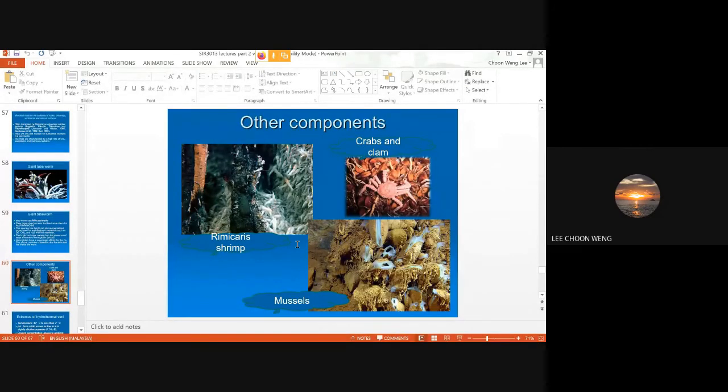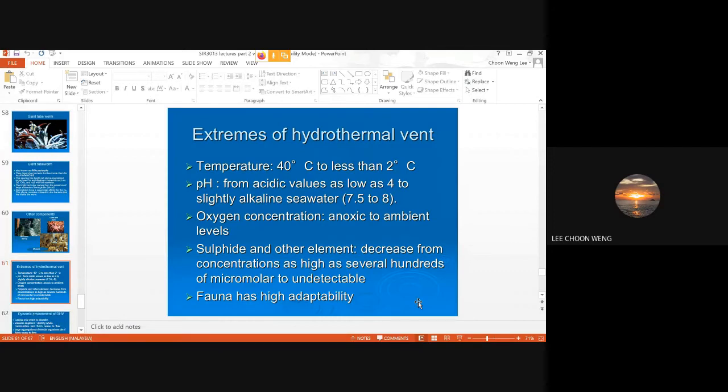So other than the giant tube worms, a well-established deep sea hydrothermal vent will also have shrimps, you'll have crabs, and you'll have mussels. It's actually quite a thriving habitat. However, these hydrothermal vents are very unstable. Even though it takes 3 years to reach maturity, it is very vulnerable to earth movements.